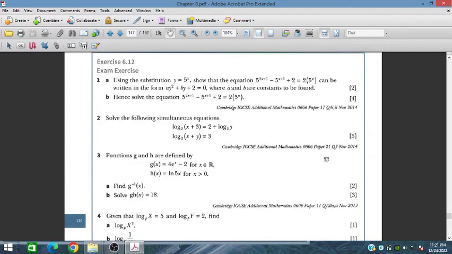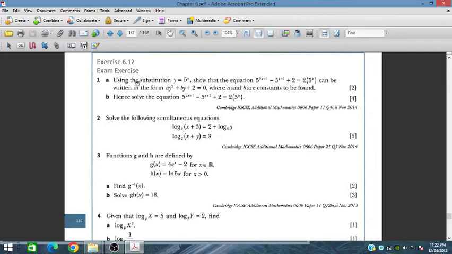Bismillahirrahmanirrahim. In this session, we will discuss exercise 6.12, an exam exercise from the additional mathematics course for IGCSE and O level students. This is all related to exponential and logarithmic functions, and here we will discuss some of the problems. So let's start.